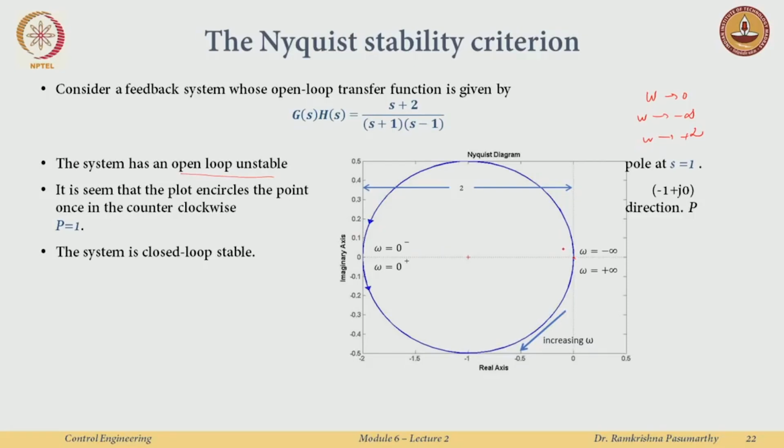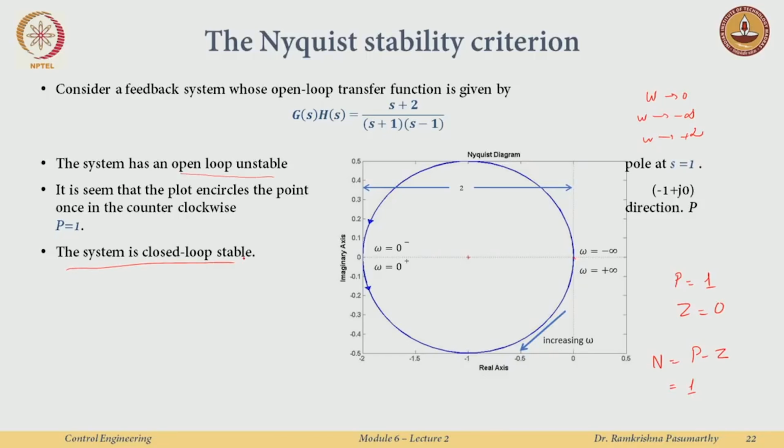So this is my origin. Here I am at a distance of 2 and this one. So here my p is 1, z should as always be 0, therefore n, which is p minus z, should be 1 in the counterclockwise direction. Let us check this. If I move in the counterclockwise direction, am I encircling the point minus 1 plus j 0? So this is the point minus 1 plus j 0. I am encircling it one time, and therefore the closed loop system is stable.